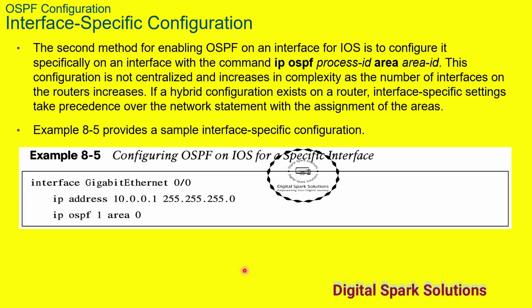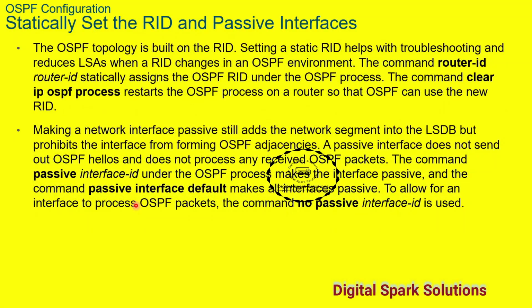It will auto enable OSPF on all interfaces. And if we want to use a specific interface for OSPF, then we can implement it like this. It defines the OSPF process as 1 and area as 0. We have two further concepts: how we can set a static router ID, and the passive interface.